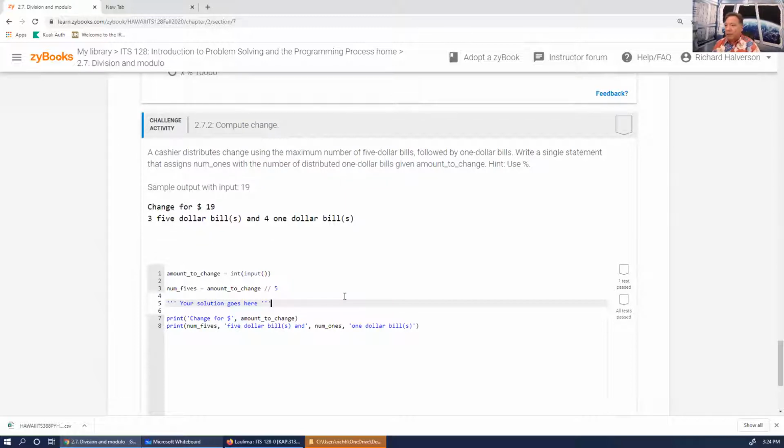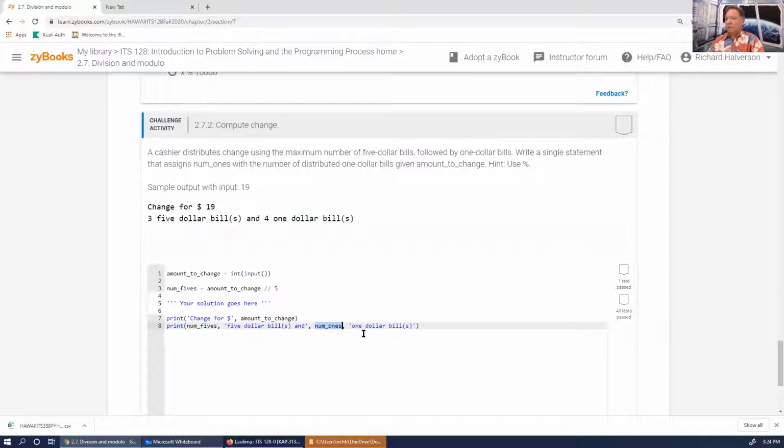First of all, how many 5s? The amount to change is a value, and in this example, it's 19. We want to know what number of 5s is going to be, this 3 here. That's what that is. And then we want to figure out this one. We want to compute num1s.